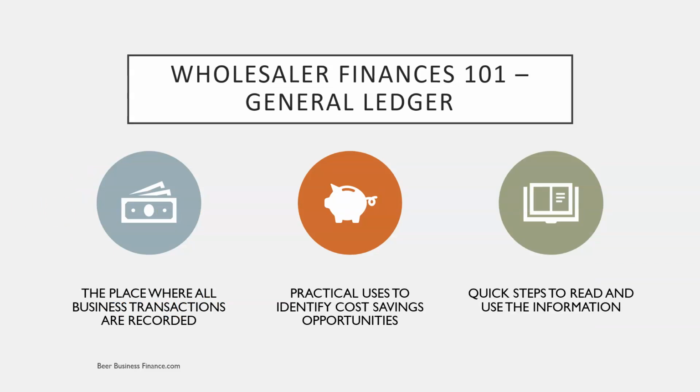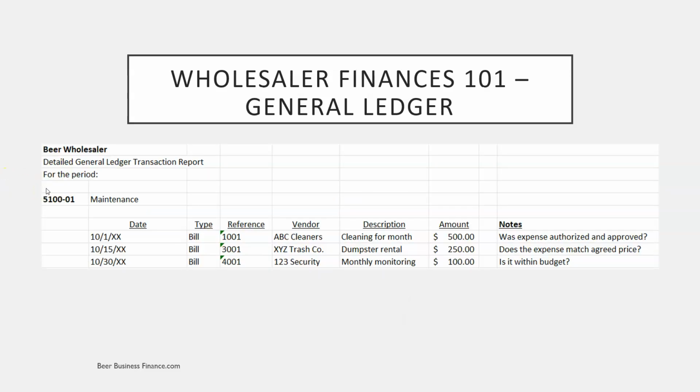Your general ledger is the place where all your business transactions are going to get recorded. So every time you receive money or you pay money out, we're going to be recording it in the general ledger. Now this tends to hide in the background, but I think it can be very useful in terms of identifying potential cost-saving opportunities. So I'll show you quickly how you can read and use this information to help identify those savings opportunities.